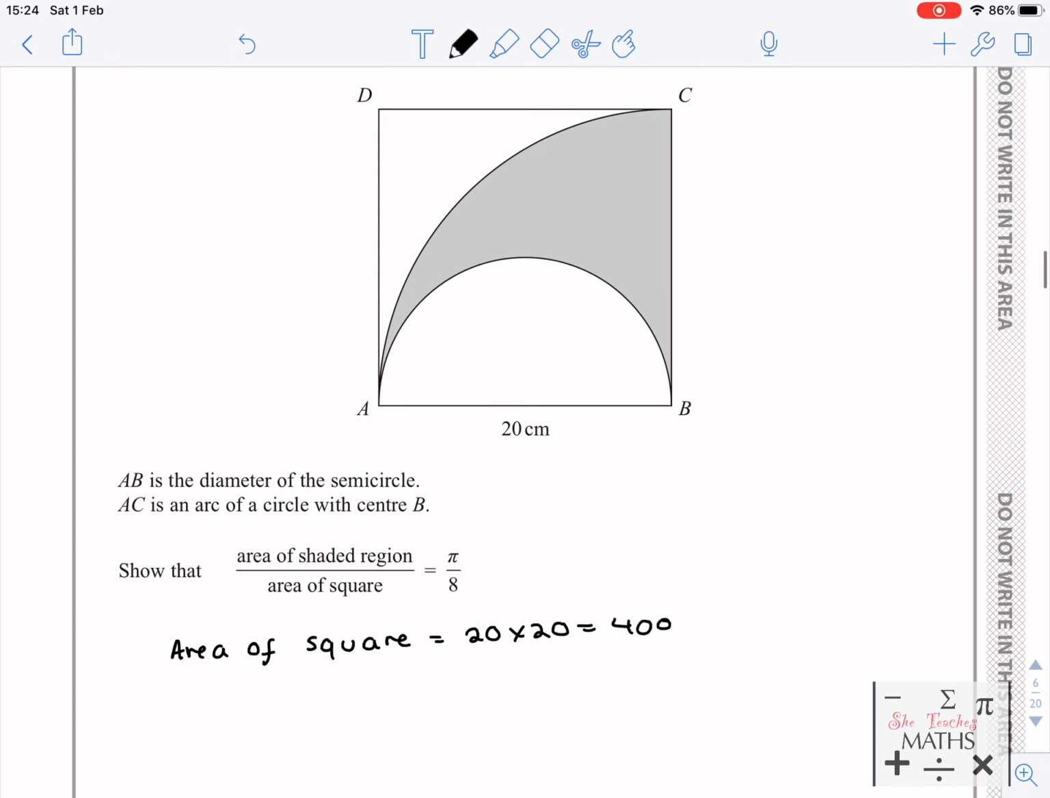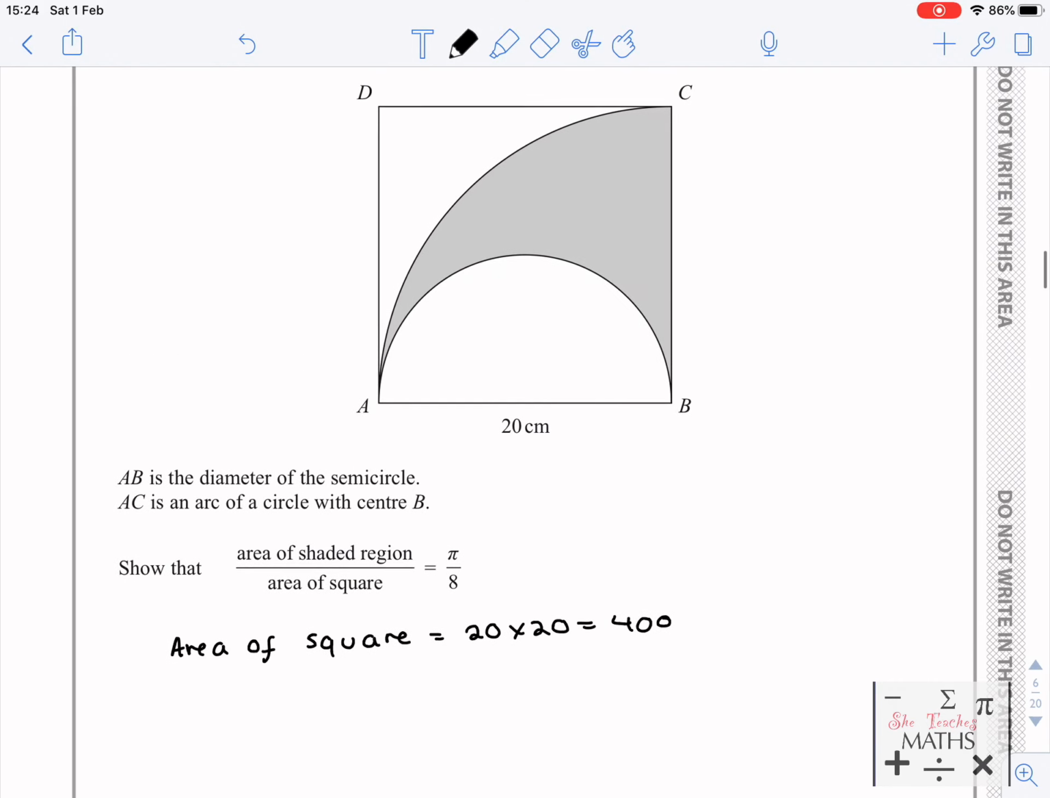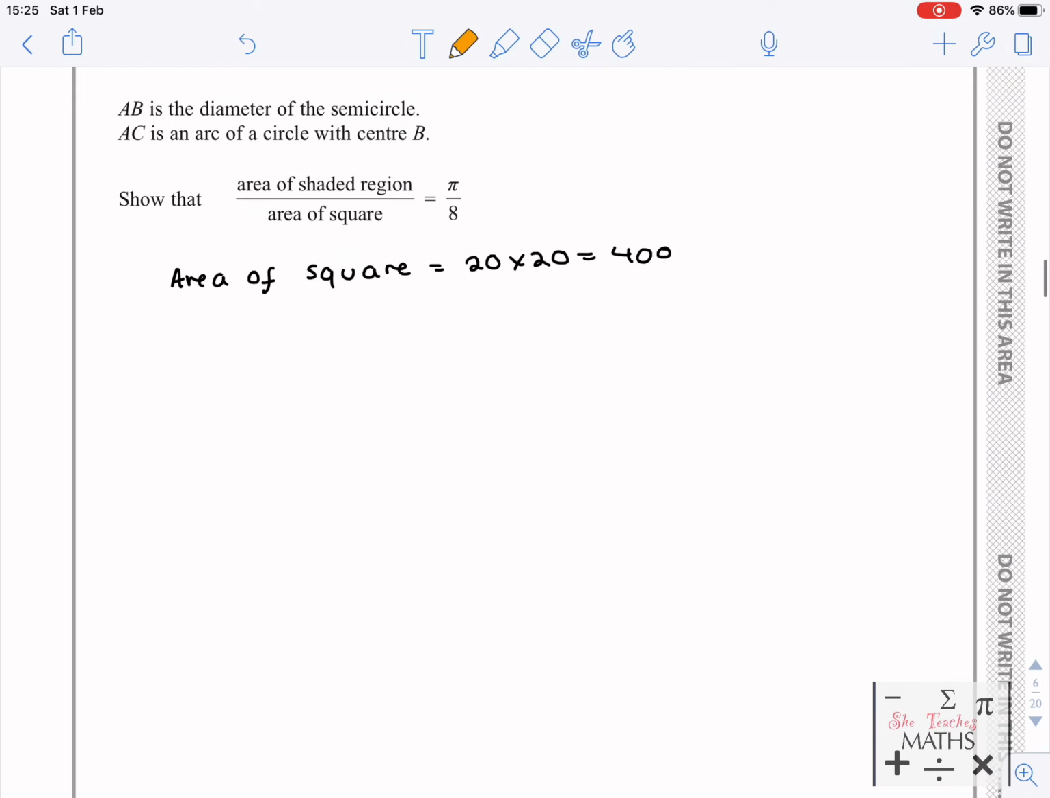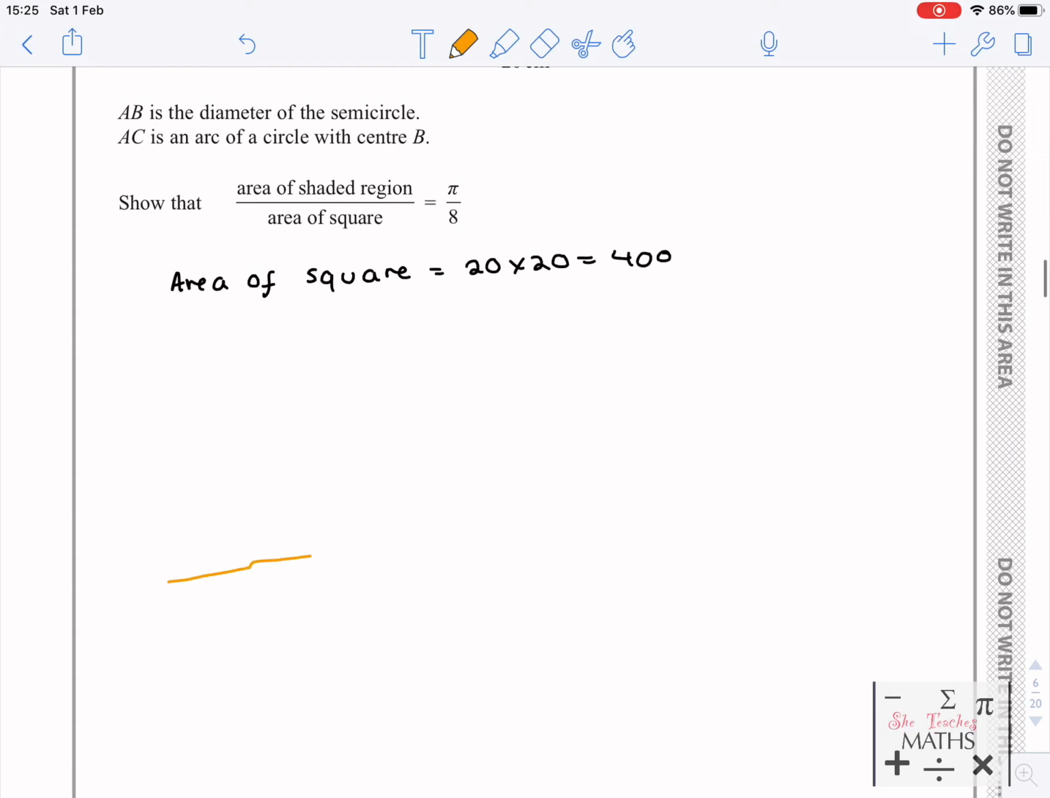And now we need to find out the area of the shaded region. The way I would do this is I would find out the area of this entire arc over here, and then find out the area of this bit and take them away from each other to find out the area of the shaded region. So let me just rub that out. Okay, so let's start off by finding out the area of the arc. I'm just going to draw it out to put it into perspective.